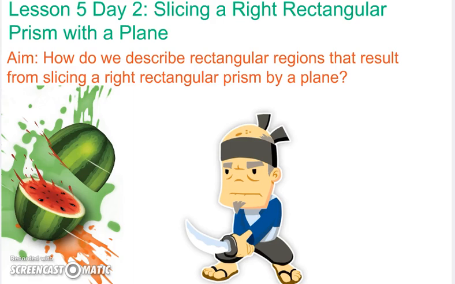So our aim is the same as we had in our previous video. How do we describe rectangular regions that result from slicing a right rectangular prism by a plane? Again, we have a little fruit ninja here. Slicing is kind of just like taking a plane, and this plane, think of it as a sheet of paper. So instead of thinking of a ninja with a sword, let's think about a ninja with a piece of paper. That would be our plane. So we're slicing with basically a piece of paper, a plane. Okay? So let's jump right into it.